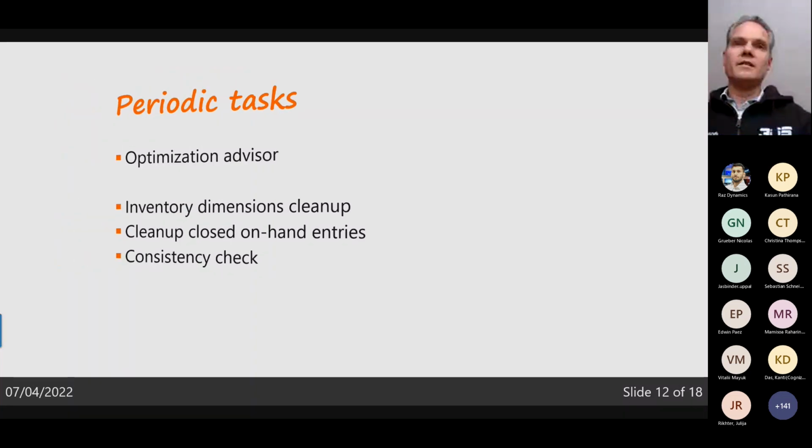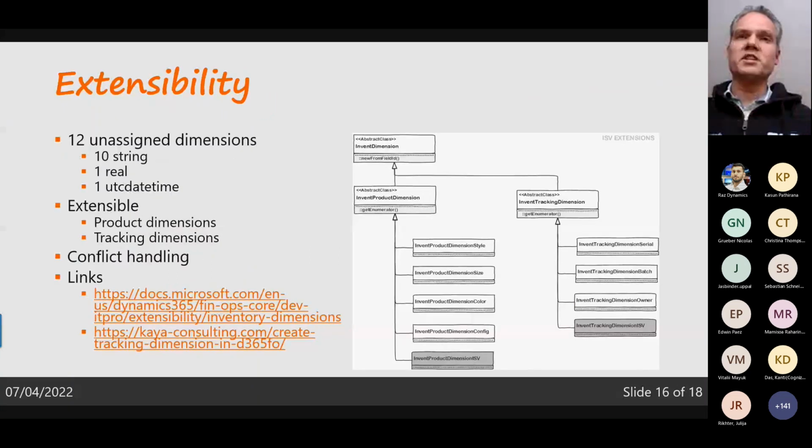As last topic for this presentation, about the extensibility, it is possible to add some custom dimensions in the application. So if you are in the need for an additional product or an additional tracking dimension, you can extend the application. For that purpose, Microsoft did create unassigned dimensions in upfront, as there would be a kind of no option to do it without any extensions.